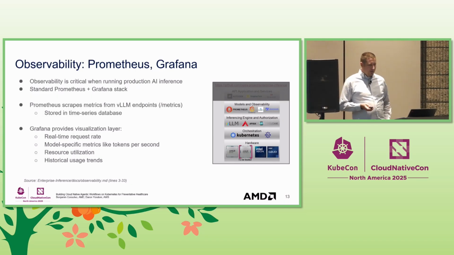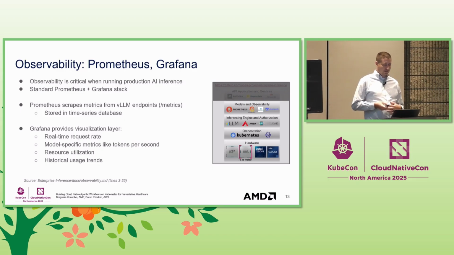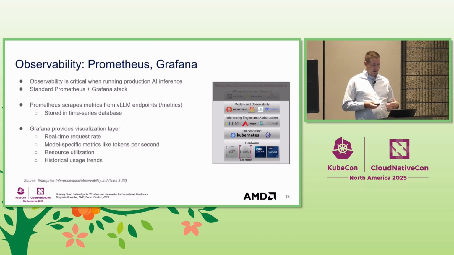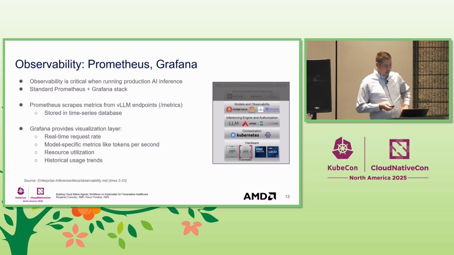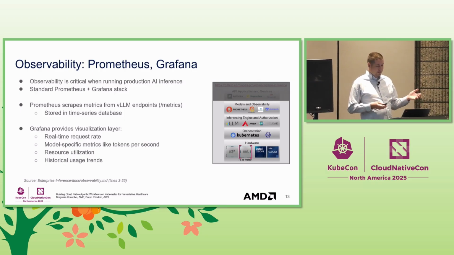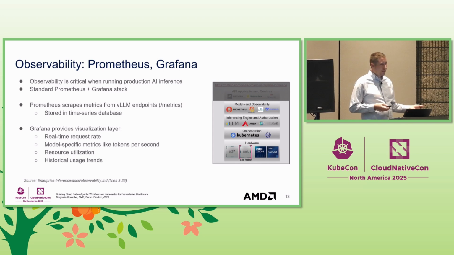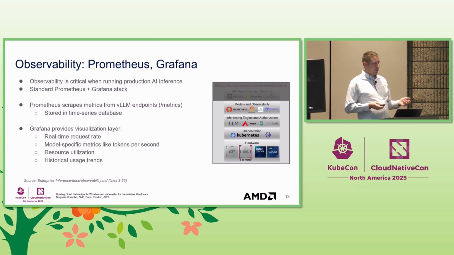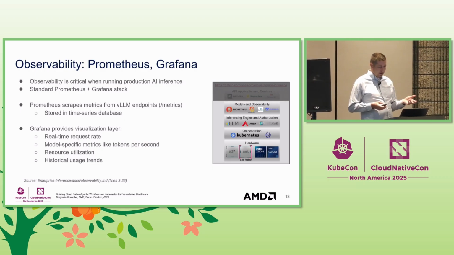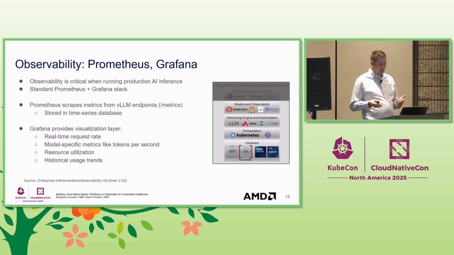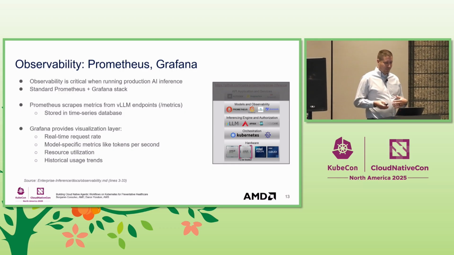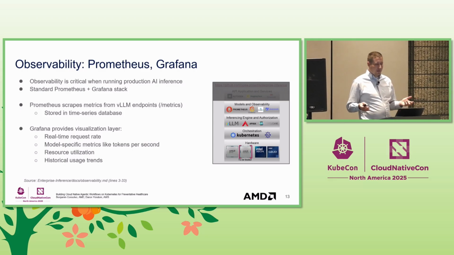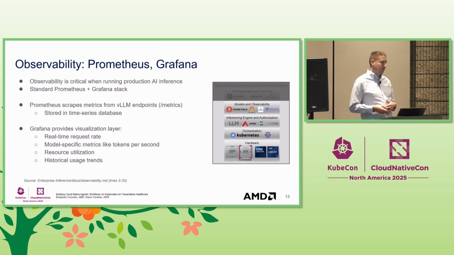So moving up the stack, let's look at observability. Observability is critical when you're running production AI inference. You need to know what's happening inside your models and your cluster. So we use the standard Prometheus plus Grafana stack, and Prometheus scrapes metrics from our VLLM endpoints, things like request latency, token generation rate, queue depth, memory usage, CPU utilization. These metrics are stored in Prometheus's time series database and evaluated against alerting rules. So if something goes wrong, say token generation latency exceeds 2 seconds, or the error rates spike, you can have it ping your Slack or send you an email, or whatever alerting mechanism you choose.